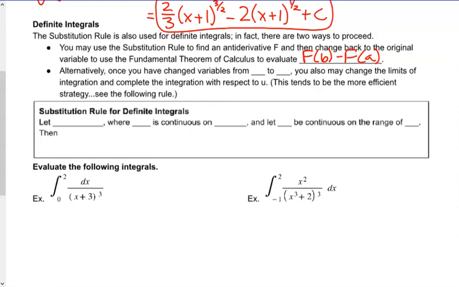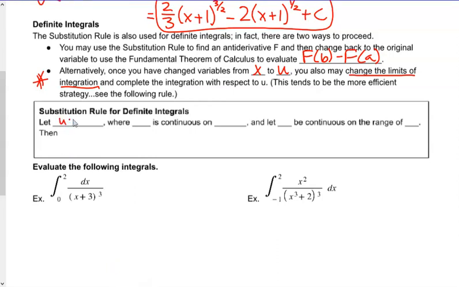Alternatively though, this is the way that we normally do things, not that you have to do them. Once you have changed your variables from x to u, you also may change the limits of integration and then complete the integration just in terms of u, okay? So this tends to be the most efficient way, but not to say that's the only way that you have to do it.